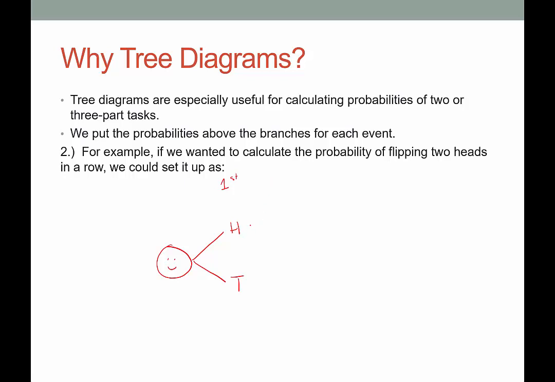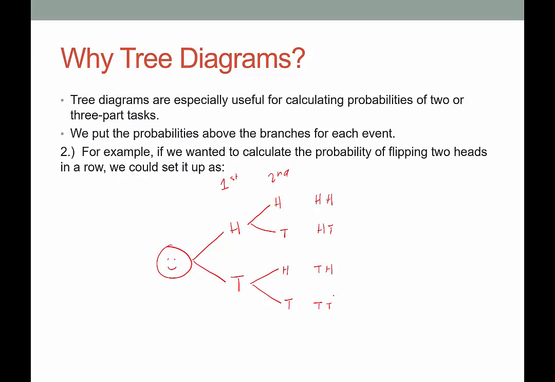Now the second flip, we have to say, well, if the first flip was heads, the second one could be heads, or the second one could be tails. Or the first one could have been tails, and the second one could be heads, and the second one could be tails. So we see there are 4 possible options, right? We could flip heads then heads, heads then tails, tails then heads, tails then tails.